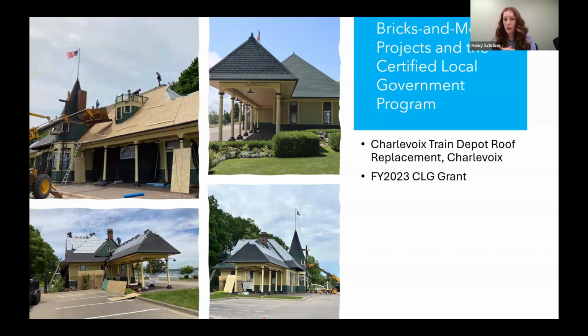So now I wanted to look at a few examples of what grants have funded in the past. Our first one is more of a bricks and mortar project, and this is for Charlevoix. So in 2022, Charlevoix applied for the fiscal year 2023 grant cycle to replace the roof of its train depot. Now, the CLG grant did not cover the entire expense of this project, but it was really helpful in gathering all that grant money that they needed to complete the job. So this wrapped up this summer.